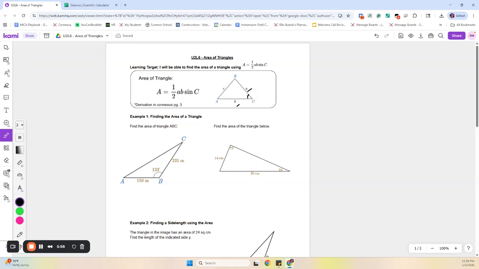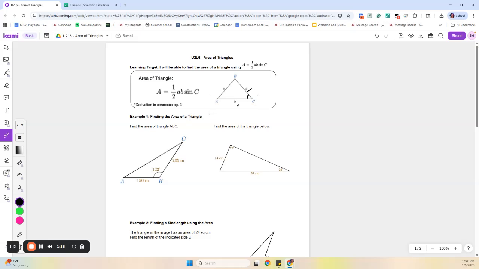Now, if you're interested in seeing how this is derived, how somebody came up with this formula, the derivation is actually on your Connexus on page 3. So if you're interested, it's actually a very cool thing. I would definitely check that out. But for now, for our notes, just for time's sake, we're just going to practice using our formula.